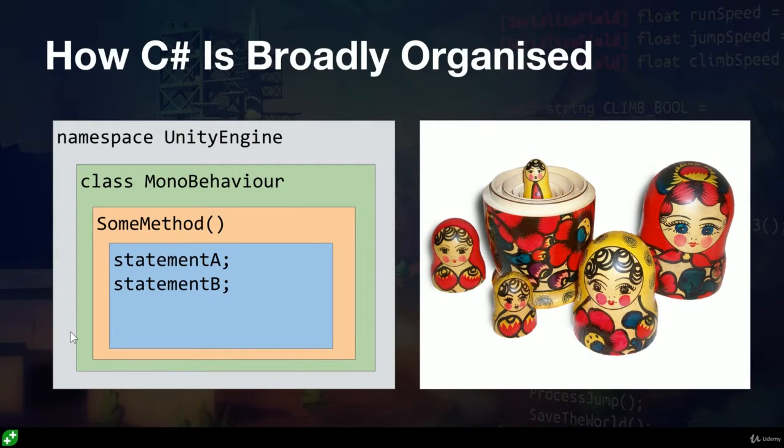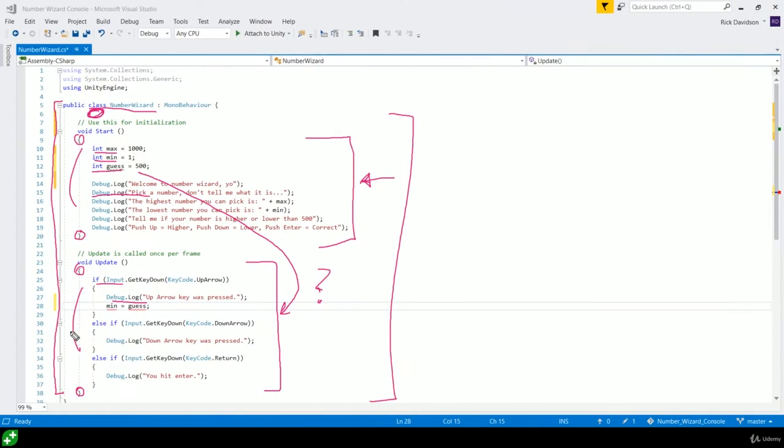Our classes are grouped into namespaces. And up the top here, we can see using. When we say using, that's using a particular namespace. Our namespace is Unity Engine, and that's another way of grouping all of our content in here into a particular namespace. We'll be talking about namespaces more in later videos. For now, we're focusing on this level of class, method, and statement.